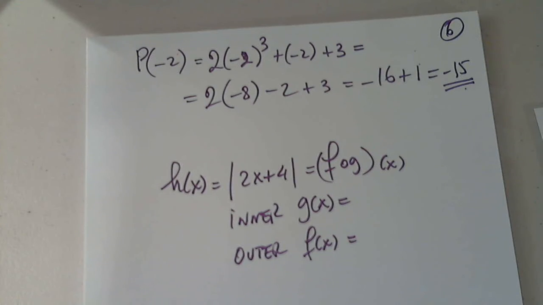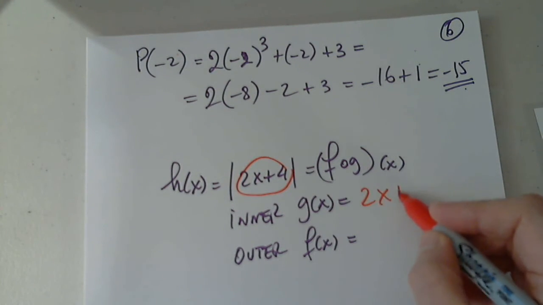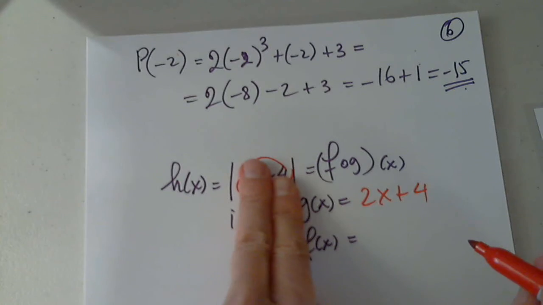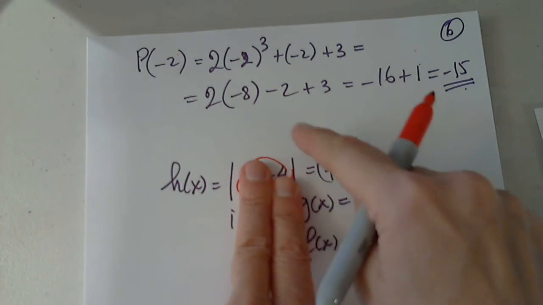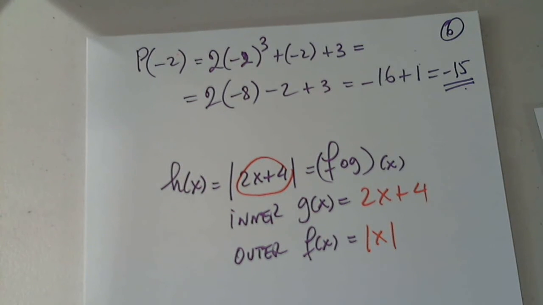Can anyone give us an inner and an outer? It's similar to evaluating. What will I evaluate first? Well, I will have to evaluate 2x plus 4 first. And once I get one single number, then I apply this function to that number. Good. Anything else?